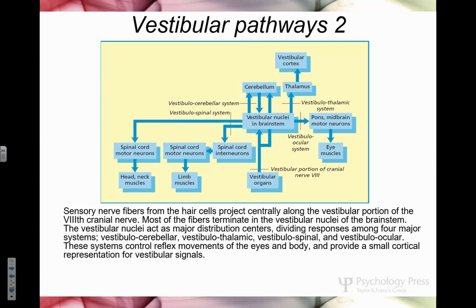Here is the very complicated process of this. It starts here with your vestibular organs, and then you're going to go several places. Here, cerebellum, thalamus, and then out to your eye muscles. Same thing we just talked about, it's just in a flow chart.